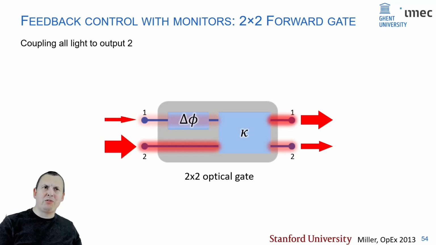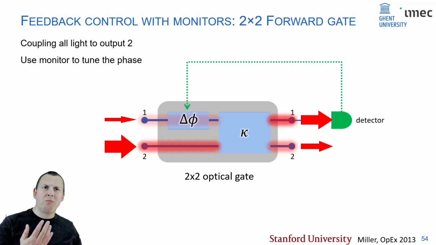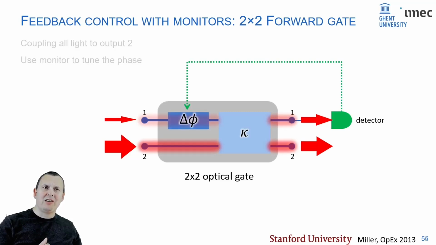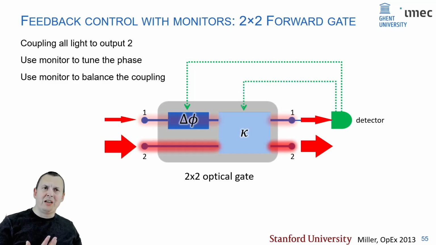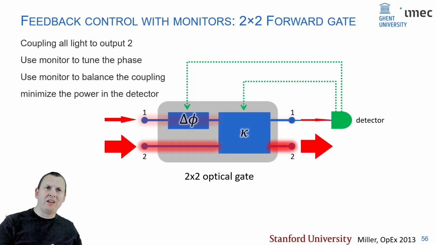We can just simply do that by adding a photodetector to monitor it, and then a feedback loop to minimize the intensity in the detector by tuning the phase and by tuning the coupler. And with those two control levers, we can essentially just reduce the power of the light in the detector, meaning that all the light will actually go to the other output, to output 2.